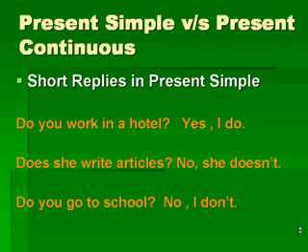So do you work in a hotel? Yes, I do. Does she write articles? No, she doesn't. Because she is third person singular, that's why we are using does. With she, you cannot say "no, she don't." That would be wrong grammatically. It would be completely wrong, right? So do you go to school? No, I don't.